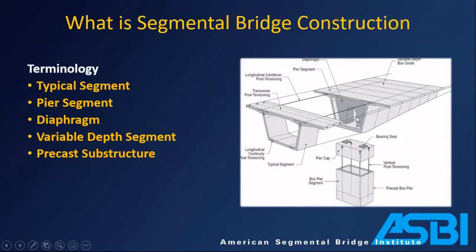A variable depth segment, so a lot of times if your spans get longer, you want them to be deeper to give you more capacity at the pier, and you can sort of see that as it heads over this way. So a variable depth, usually keep the top part the same, and the bottom gets taller as you go towards the pier. So you'd be skinny in the middle of the span and taller over here at the pier. And the last thing is a precast substructure we'll touch on just briefly, but you can also do columns. So precast segmental is not just for superstructure, you can have precast segmental columns as well.